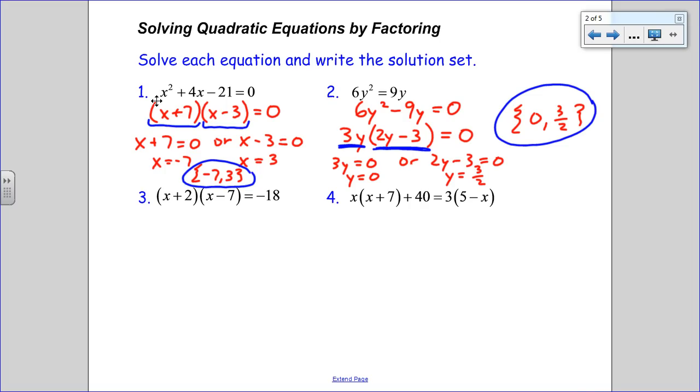So first, we will multiply out the binomials. X squared minus 5x minus 14 equals negative 18. Adding 18 to both sides gives us x squared minus 5x plus 4 equals 0. Now we have a quadratic equation in standard form, so we'll factor the trinomial as the product of the 2 binomials, x minus 4 and x minus 1.